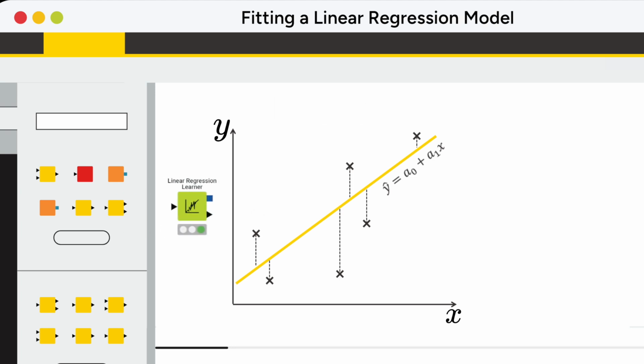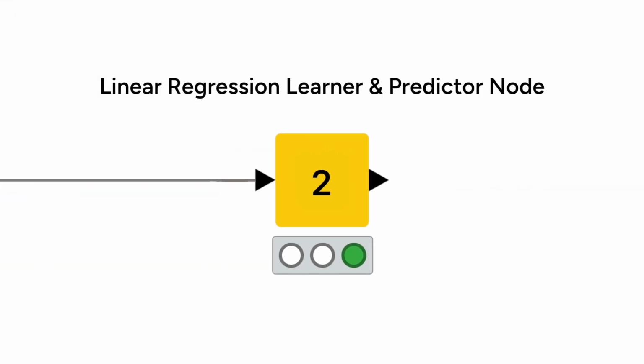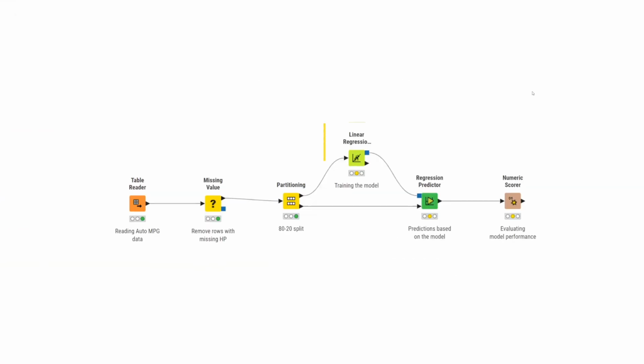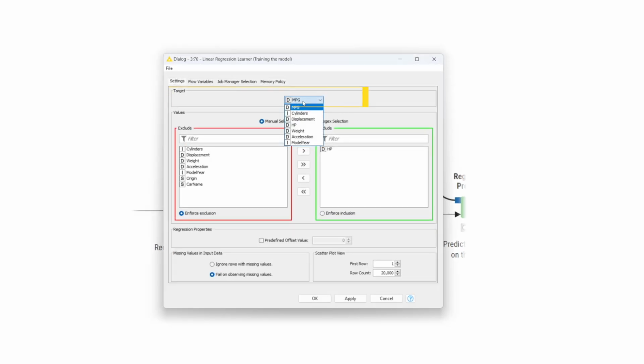The Linear Regression Learner node in KNIME estimates this model. The learner node takes a data set in the input port and produces the regression model at the output port. In the configuration window, specify the target column, the outcome variable, and the input features. For example, we'll use a car dataset to predict miles per gallon, MPG, based on the numerical feature horsepower, HP.